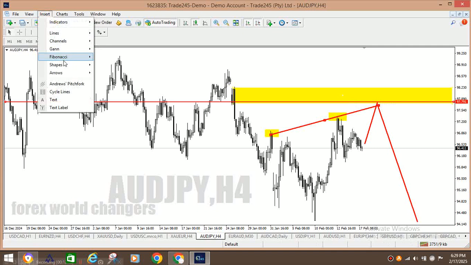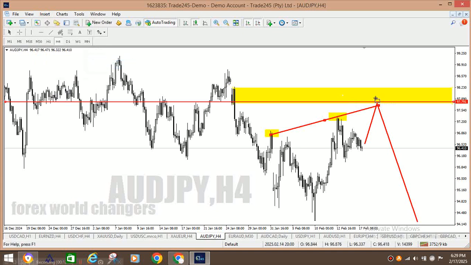So the 3D is expected, so that's why I ignored that one. So the third touch might be here. So this is 1, 2, 3. This is the third touch. I'm expecting the price to go here, and then obviously your take profits have to be at the lowest low at this point.